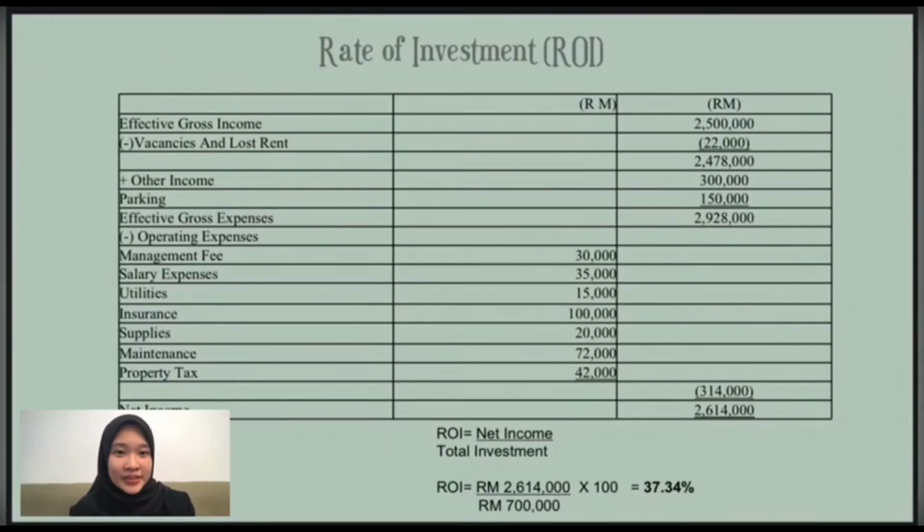Return on investment is a performance measure used to evaluate the efficiency of an investment or compare the efficiency of a number of different investments. ROI tries to directly measure the amount of return on a particular investment, relative to the investment cost. To calculate ROI, the benefit of an investment is divided by the cost of the investment. The result is expressed as a percentage or a ratio. Our rate of investment is 37.34%.